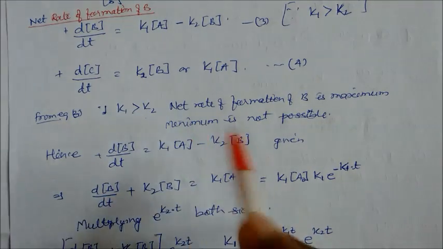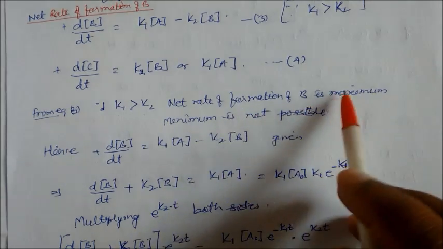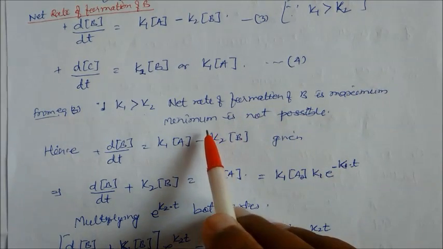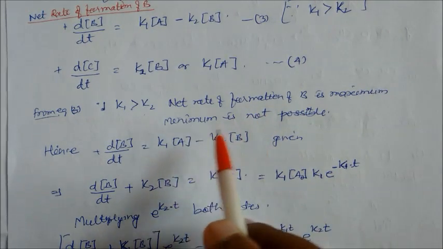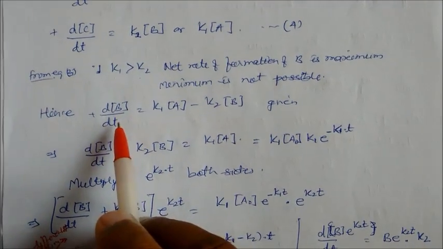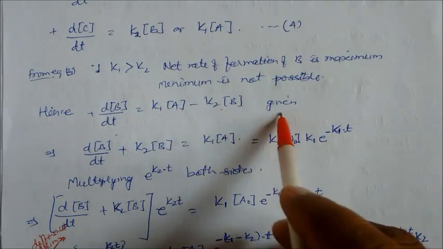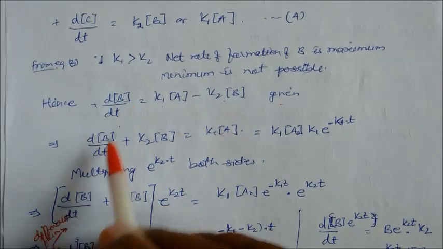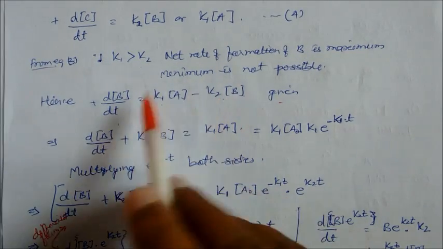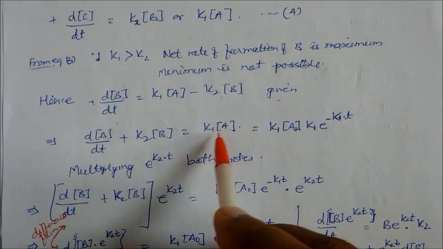So net rate of formation of B is maximum, minimum is not possible. It will always be maximum, because there will always be some formation of B from A. So the rate of formation, dB/dt, is equal to K1 into A minus K2 into B. This is given. So we can write dB/dt and take this side into this side. So on the left hand side it becomes K2 into B, and this becomes K1 into A.